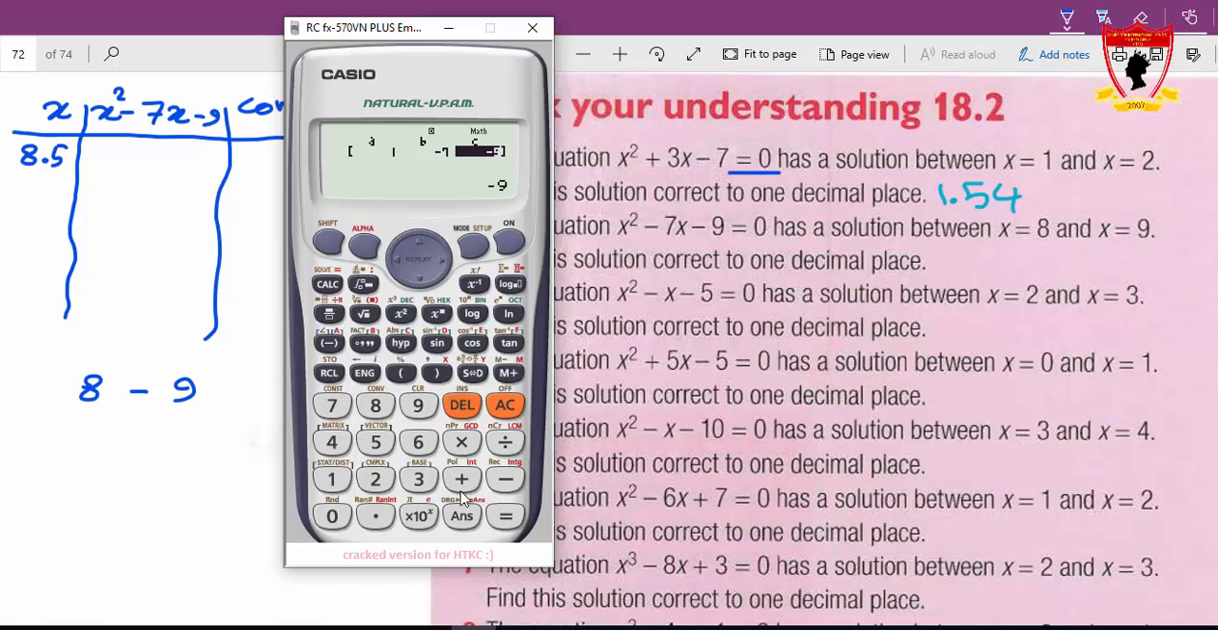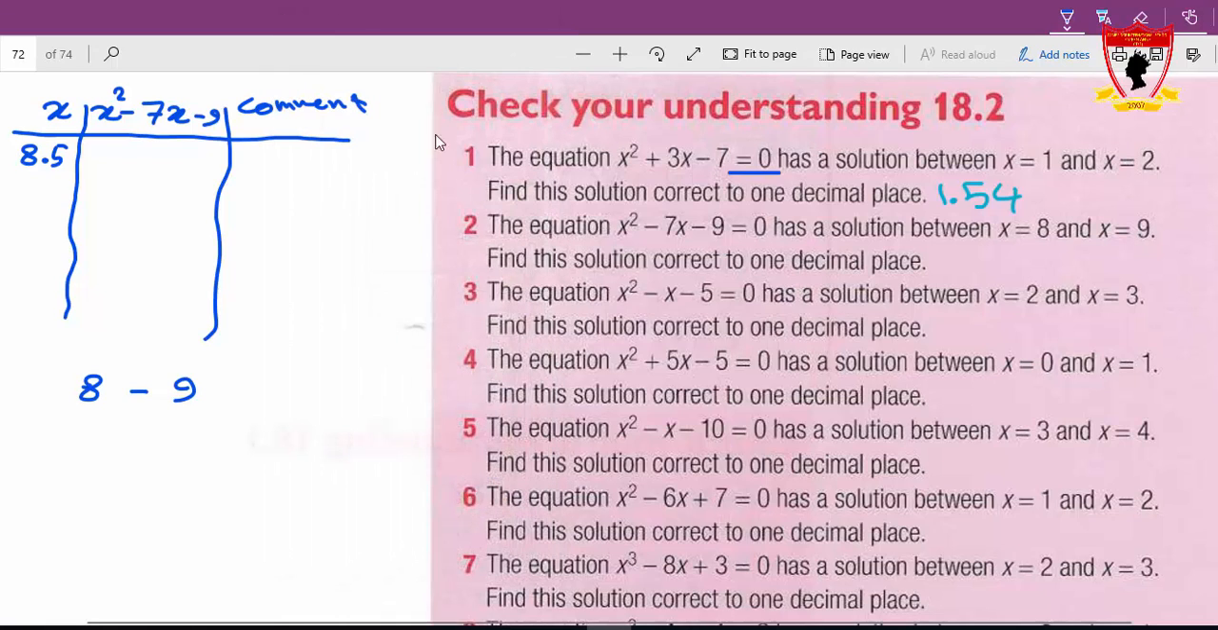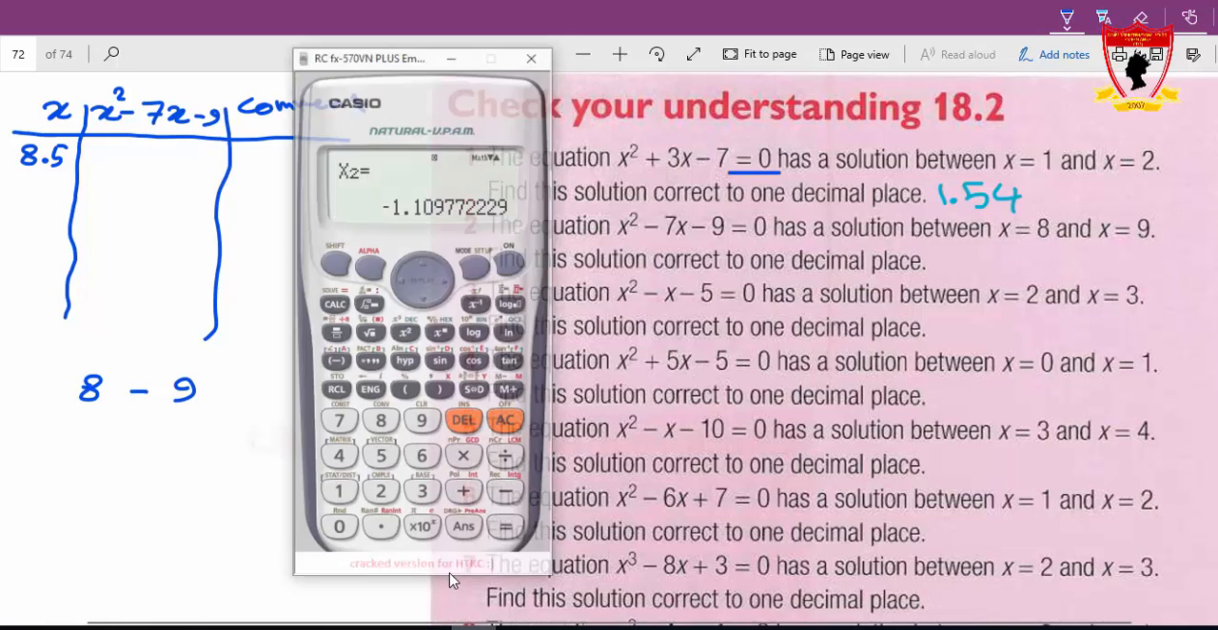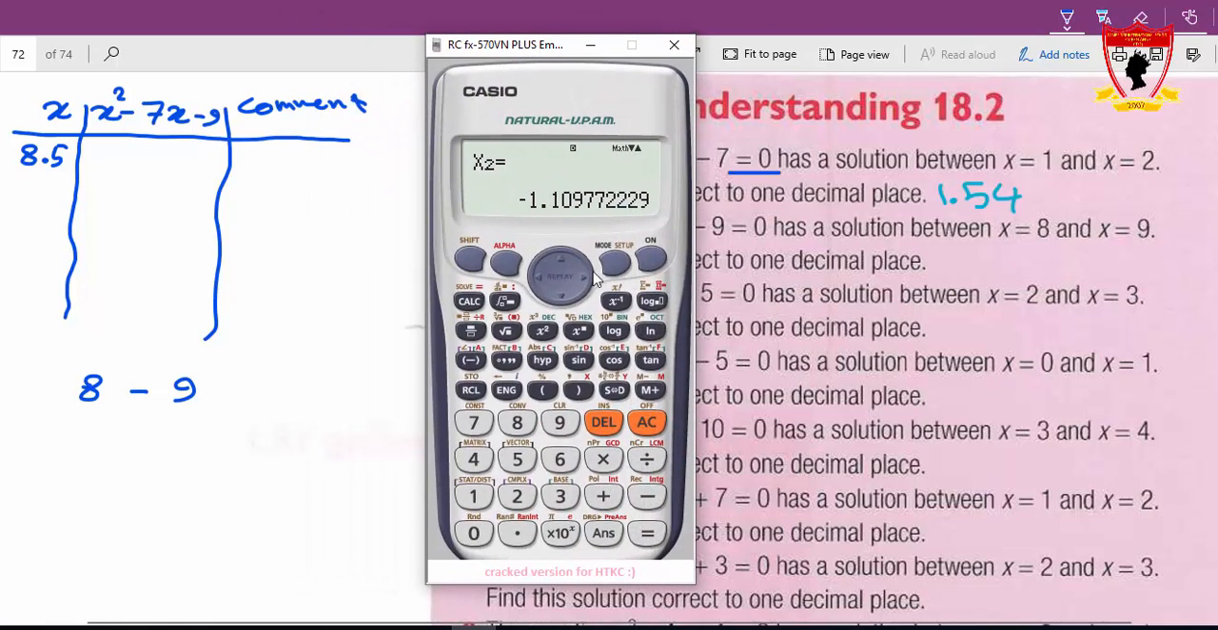So we got all the numbers. Now press equal, it gives you the first solution, 8.109. This is the solution which is between 8 and 9. This is the solution that we are going to get. And the other solution is negative. We can't get the negative solution following this table because what we pick for x is between 8 and 9. Now let's try the 8.5.